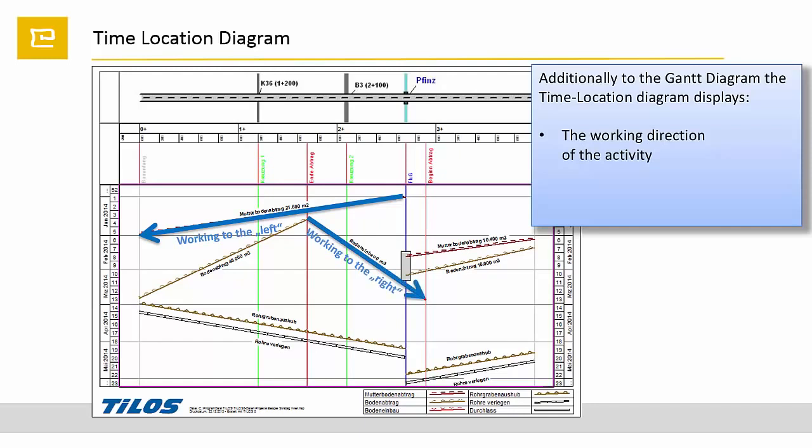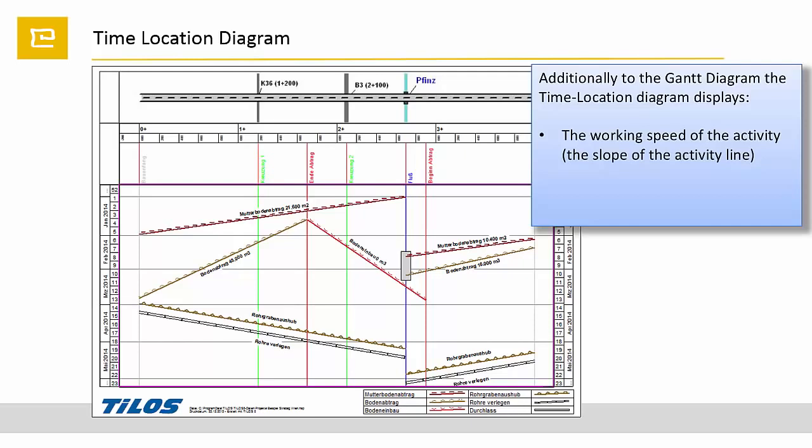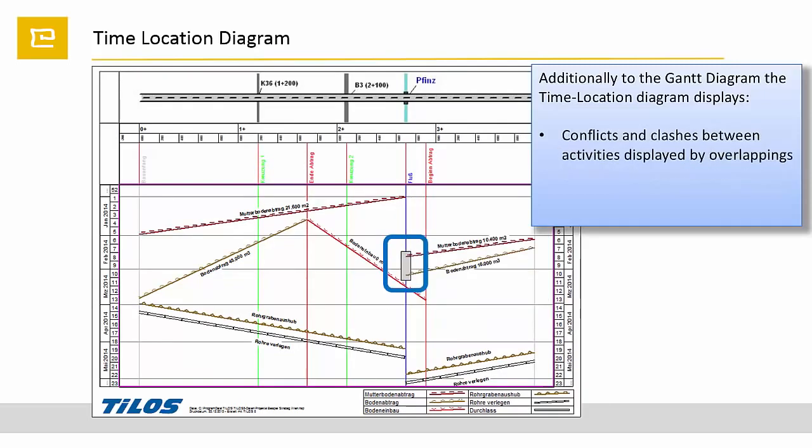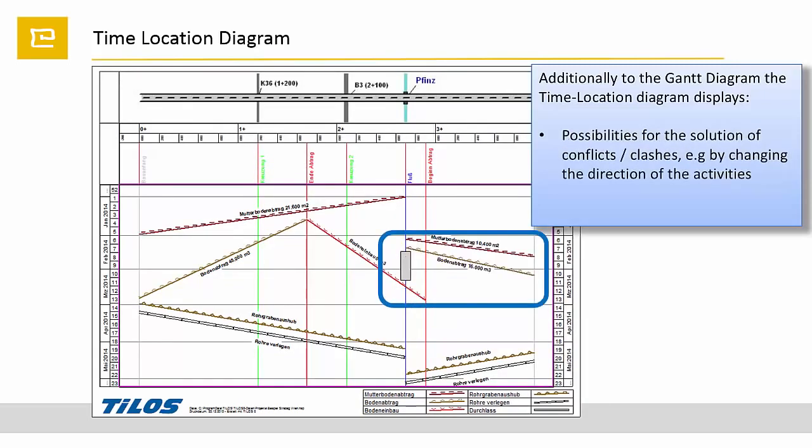And it displays the different working speeds on the activities by a different slope of the line. Conflicts and clashes between activities get visible by overlapping of activities. Even possibilities for solving such conflicts are visible. In this case, just the direction of the two lines are changed to avoid the clash on the location of the rectangle activity.